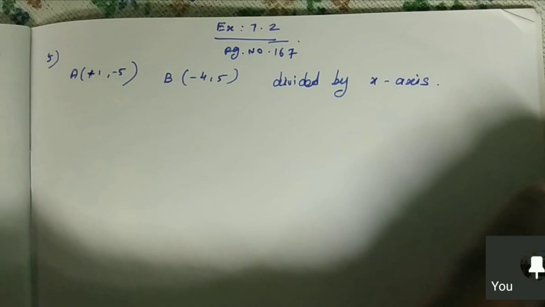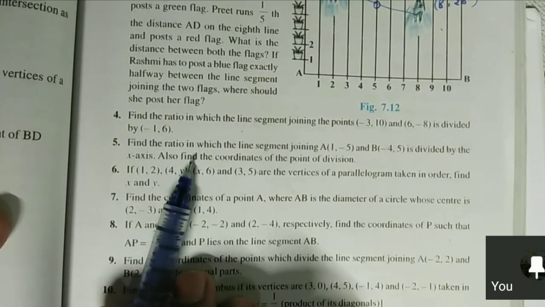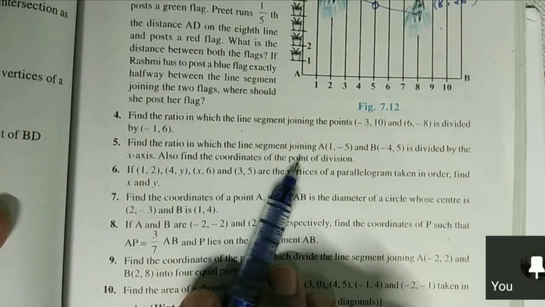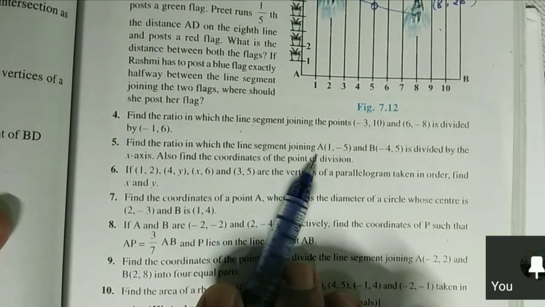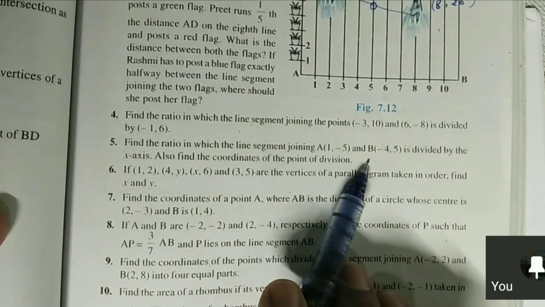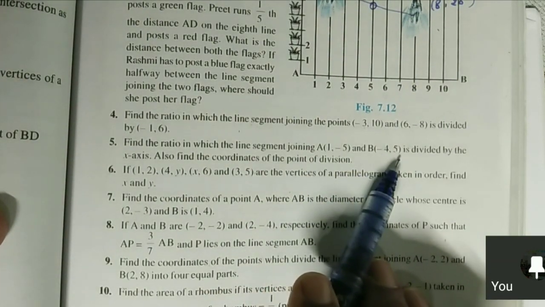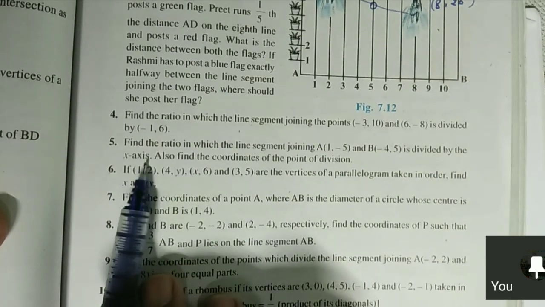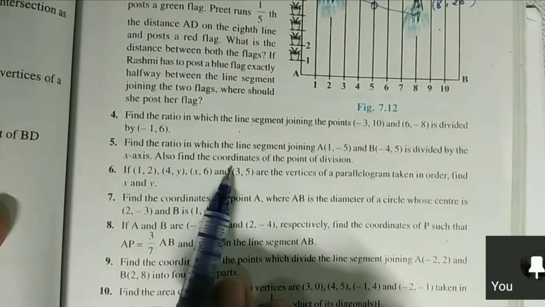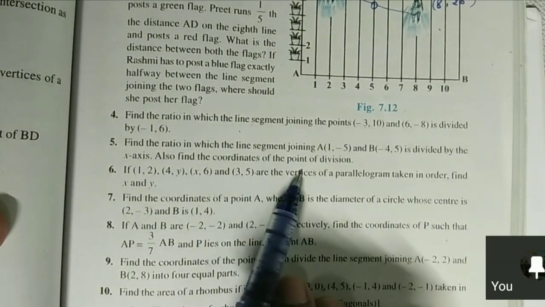In this exercise number 7.2, problem number 5: find the ratio in which the line segment joining A (1, -5) and B (-4, 5) is divided by the x-axis. Also find the coordinates of the point of division. Listen, one more time I'll read the question.